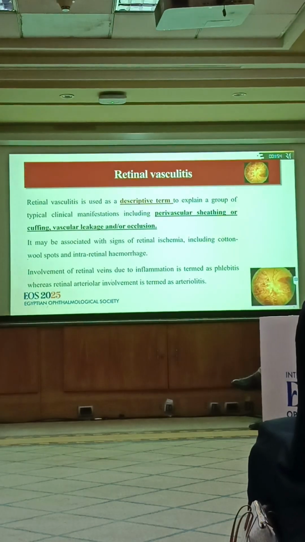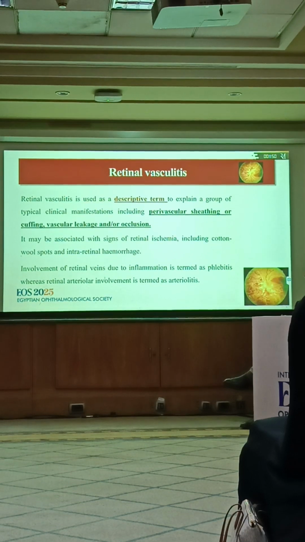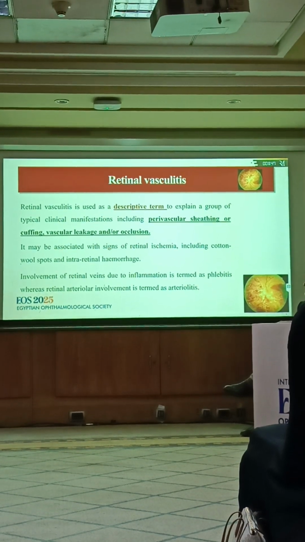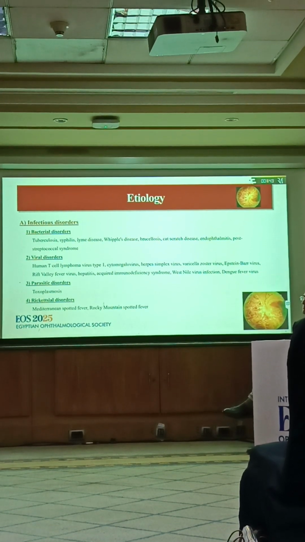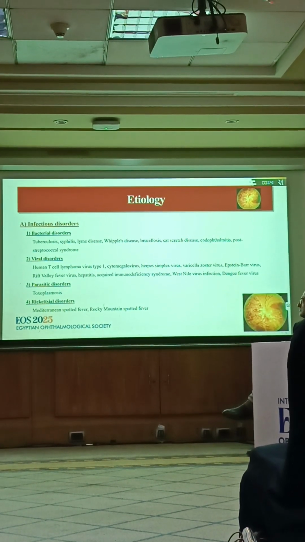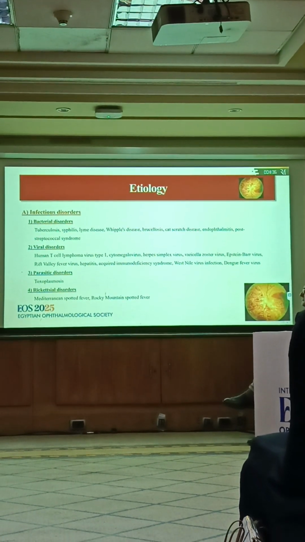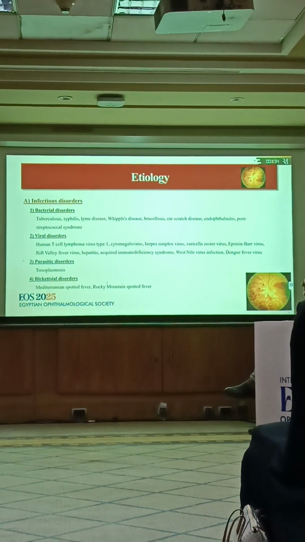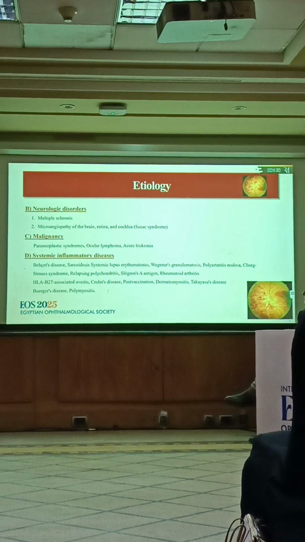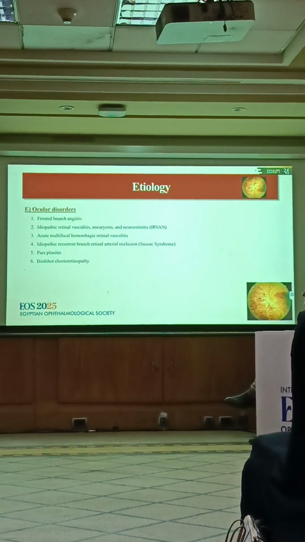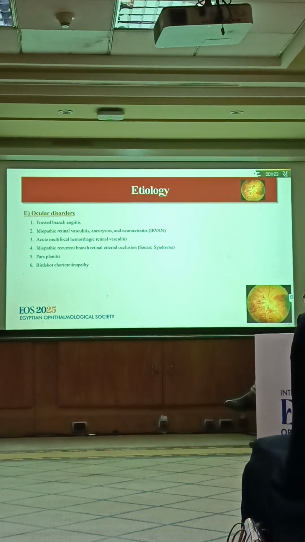Retinal vasculitis is a descriptive term. As we all know, it's not a disease identity. We should find perivascular sheathing or cuffing, vascular leakage, and/or occlusion. The causes, as Professor Samir mentioned, are tons. Any form of uveitis can be associated with retinal vasculitis: infectious, bacterial, viral, parasitic, rickettsial, neurological disorders, malignancy, systemic inflammatory diseases, and ocular disorders. We have many causes that make our life difficult.